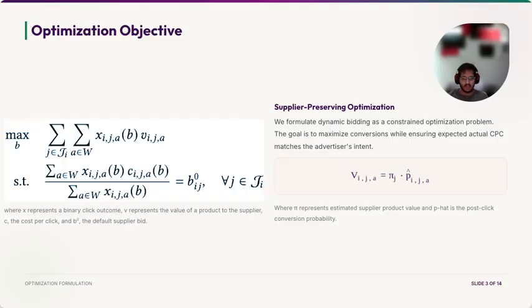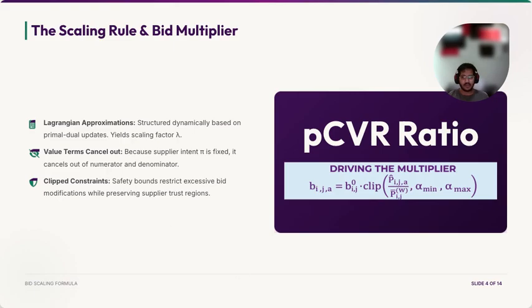Now, the natural expression for V, the value to the supplier, is the estimated supplier product value, something like the price, wholesale cost, or profit per sale, multiplied by the post-click conversion probability of that product. Using a typical Lagrangian approach to this constraint optimization problem, we arrive at a bid scaling factor, that is, a bid multiplier shown here on the right.